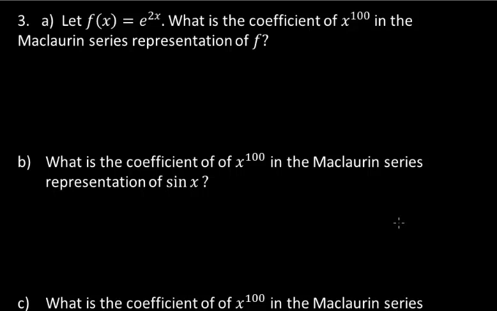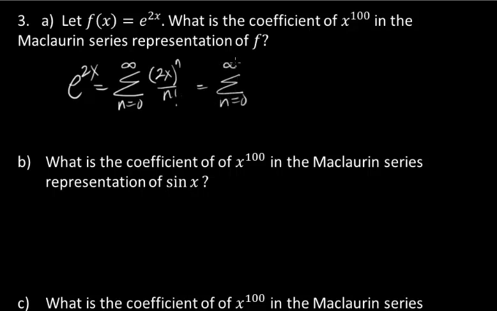Now, problem 3 is using the fact that we know a series for e to the 2x. We know the series for e to the x, and so to get e to the 2x, we plug 2x in for x, just like we do in the function. So e to the 2x would be, using summation notation, the sum from n equals 0 to infinity of not x to the n, but 2x to the n over n factorial, which is the sum from n equals 0 to infinity of 2 to the n over n factorial x to the n.